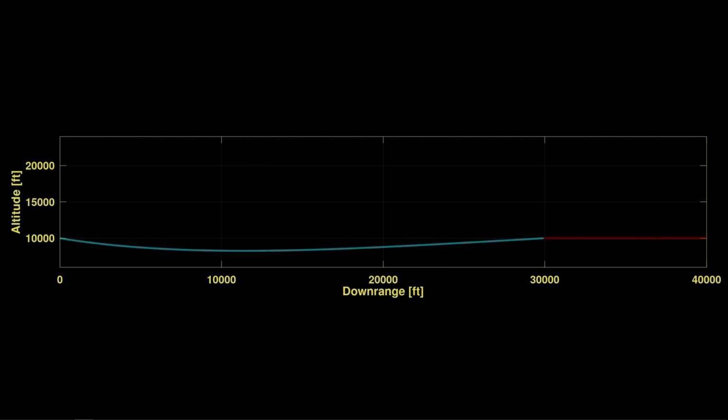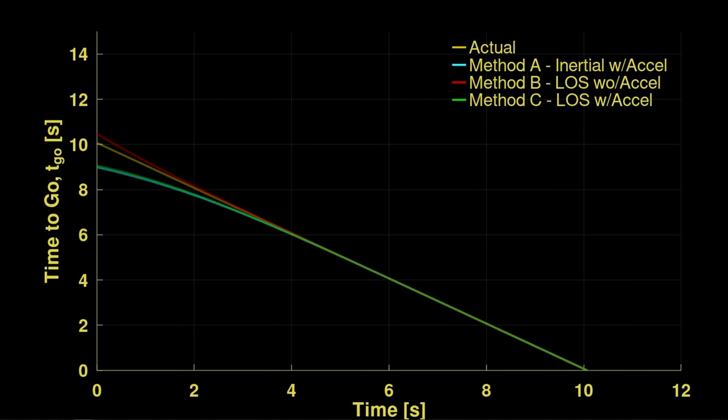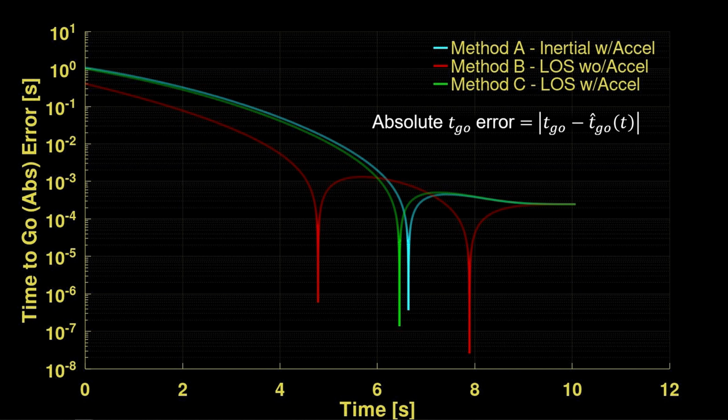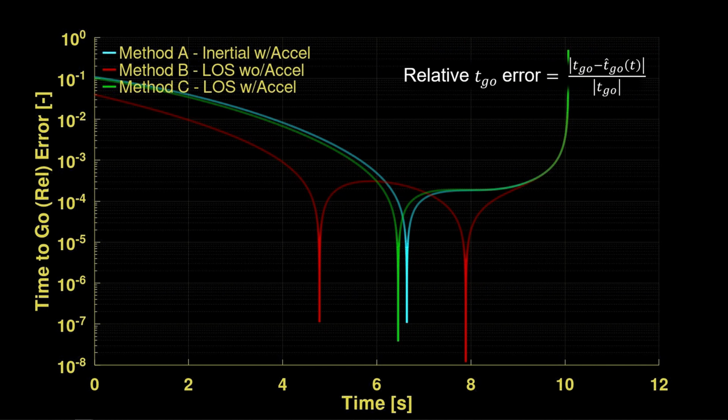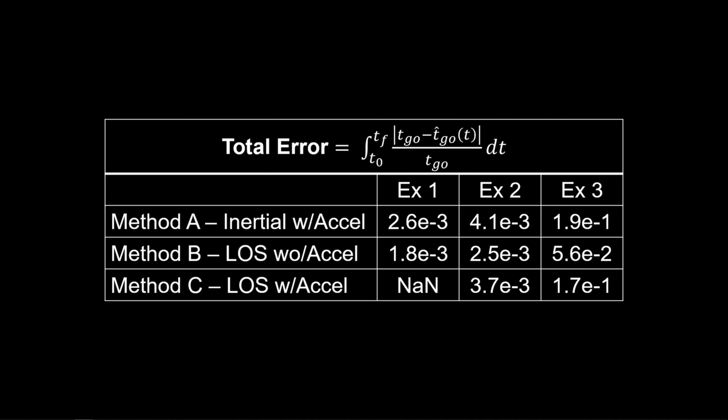We now observe the heading error more prominently in the trajectory plot, and the performance of each method is observable from the time to go plot, but all appear to converge to the actual time to go as the final time is approached. Again, method B is more accurate than the methods that included relative acceleration. Here's the relative error and the total error. Still, the simple formula, range over closing velocity, outperforms the more complex methods.